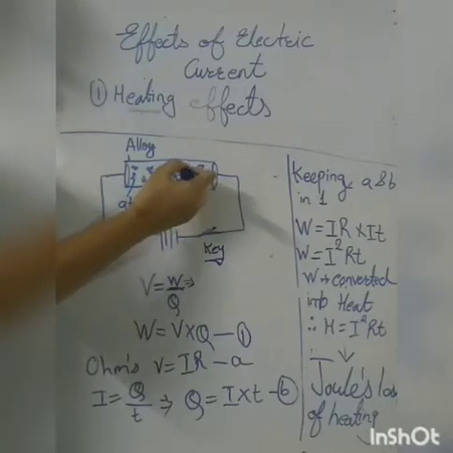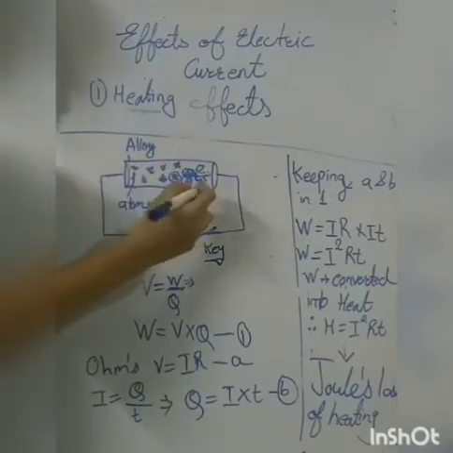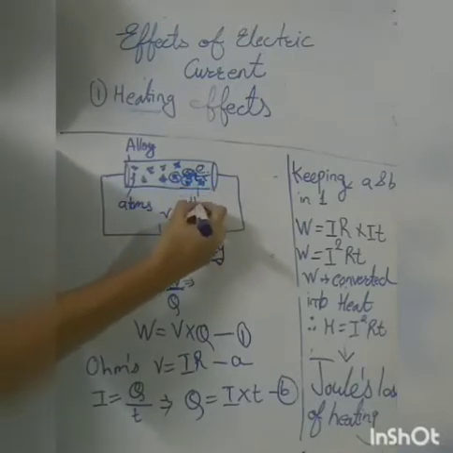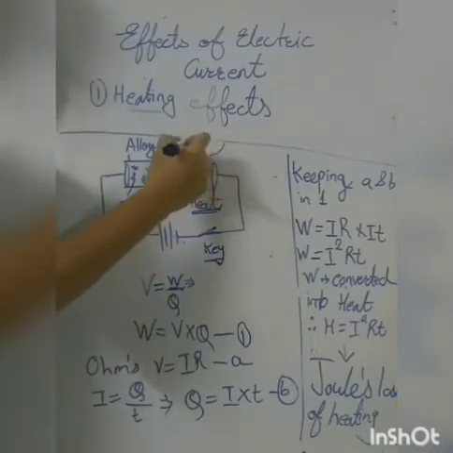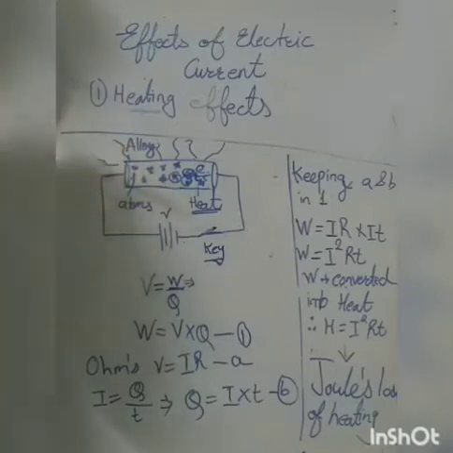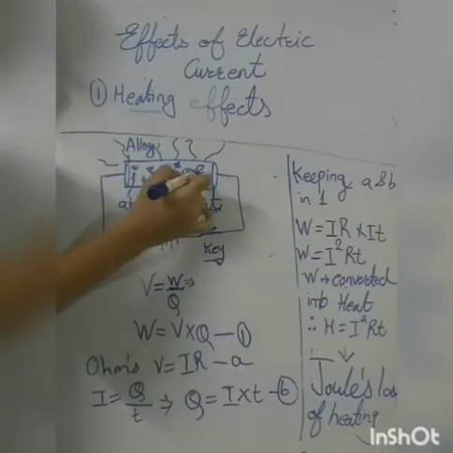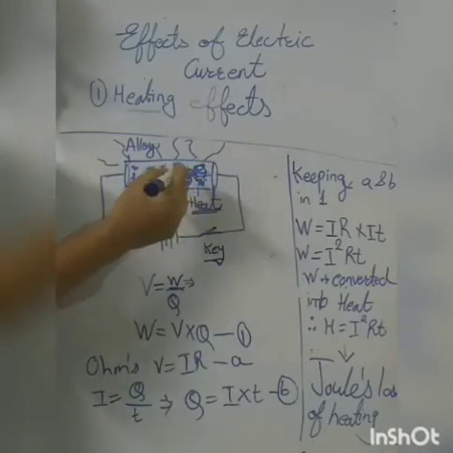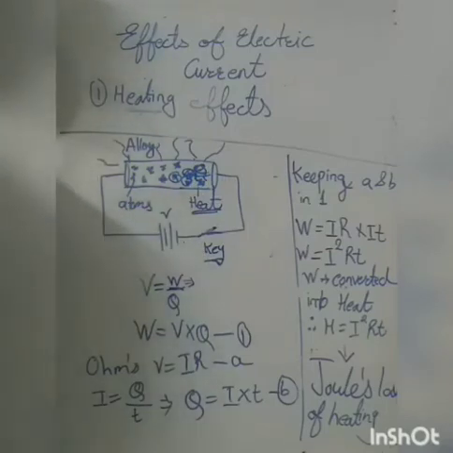And when it is doing work to overcome all these obstacles and to cross this alloy, while doing this work, heat is getting generated. Heat is generated, and this piece of alloy will start getting hot and it will start turning red. So the work which this electron is doing to overcome the obstacle is getting converted into heat energy. So you can say the work done by the electron is converted into heat energy.